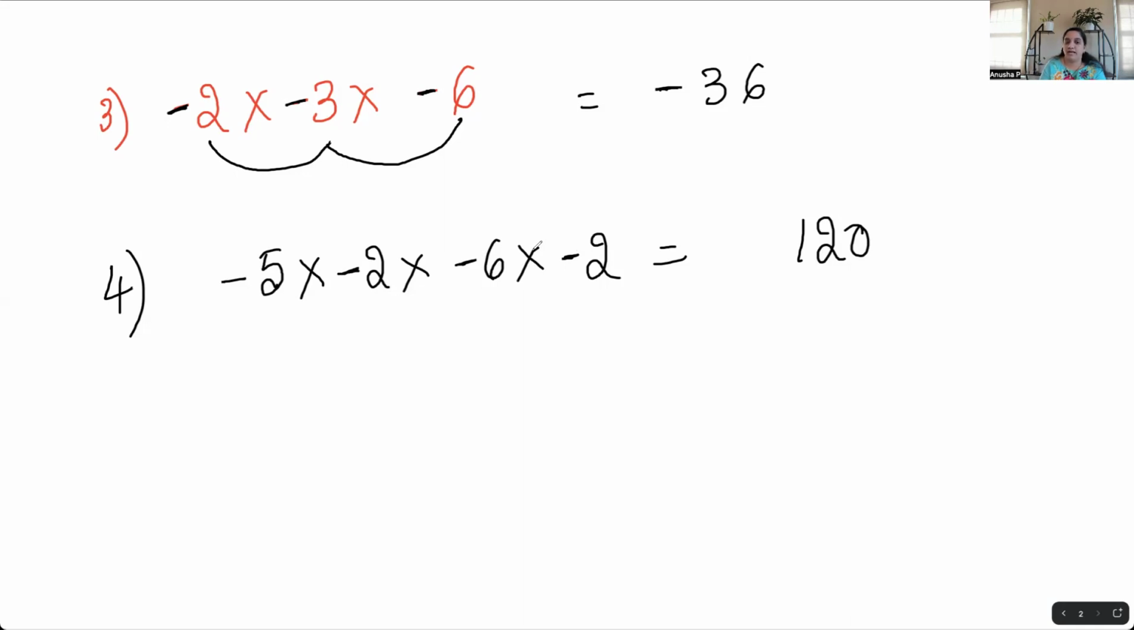In this case, we have an even number of negative signs. Because you have an even number of negative signs, the answer will be positive. Okay, the answer will be positive.